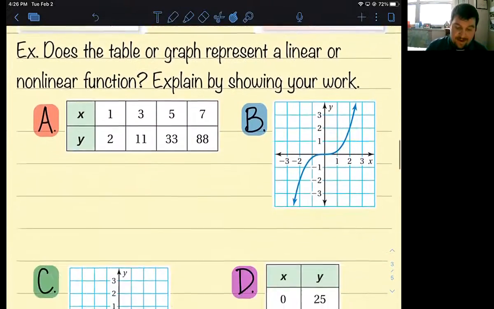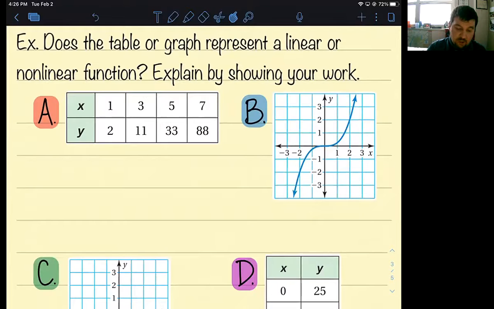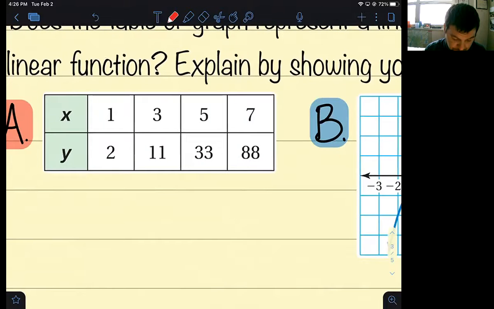Okay. Now they want us to tell whether these are linear or nonlinear and explain by showing your work. Okay, so I'm going to show work on this one. From 2 to 11, the slope for this, it's increasing 9 over 2. So I've got a slope of 9/2 or 4.5. Okay, then it's increasing by, let's see, what is that, 22?